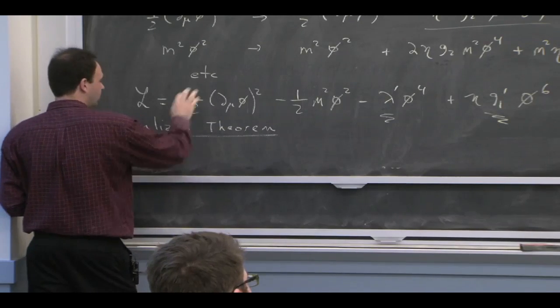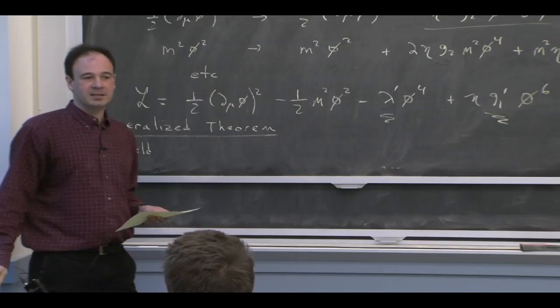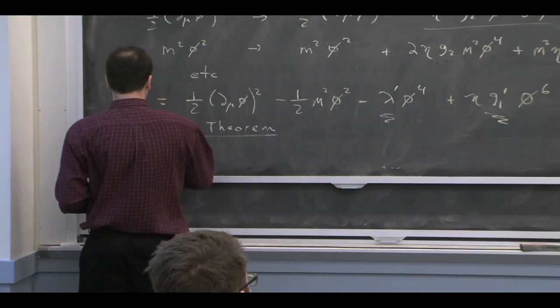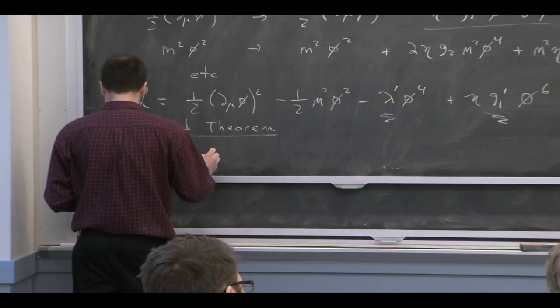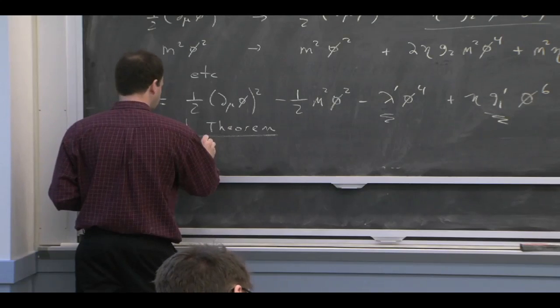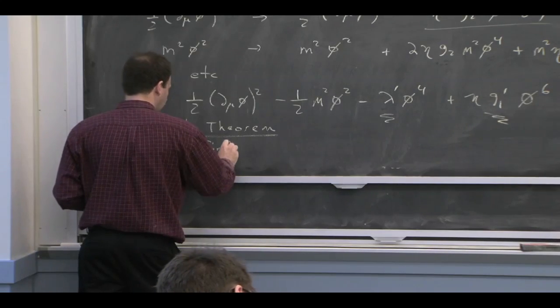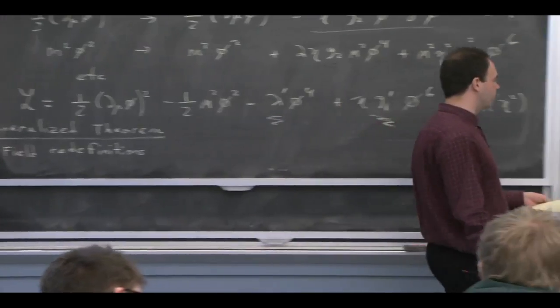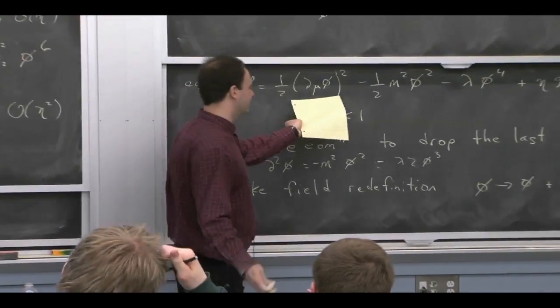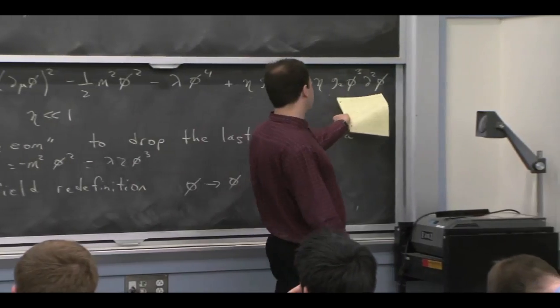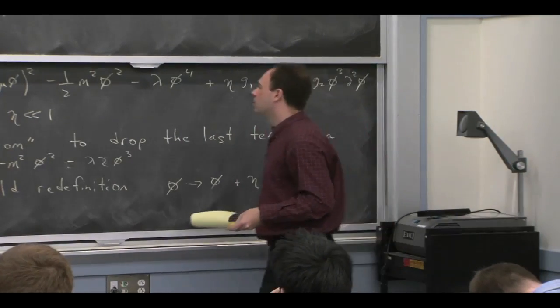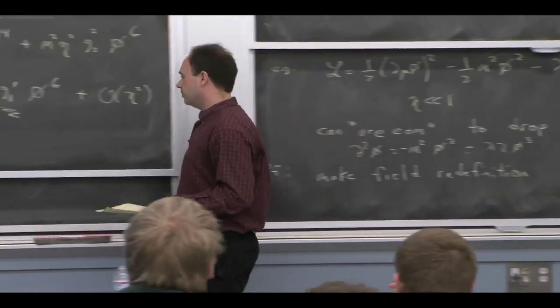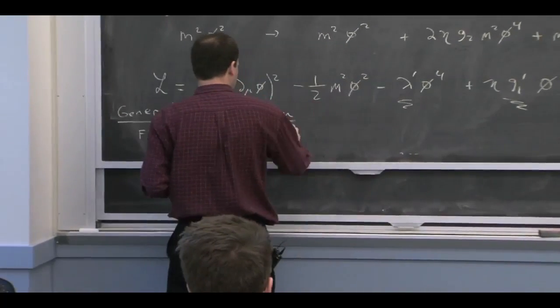So rather than explore this example in more detail, which I'm asking you to do on your problem set, let's state a more precise definition of what we're doing here. So that's the idea, that I can make a field redefinition. When I make a field redefinition, it's always going to induce something from the kinetic term, because the kinetic term's there. If there's a higher order term that's proportional to that kinetic piece, then I can set up my field redefinition in order to cancel it off.